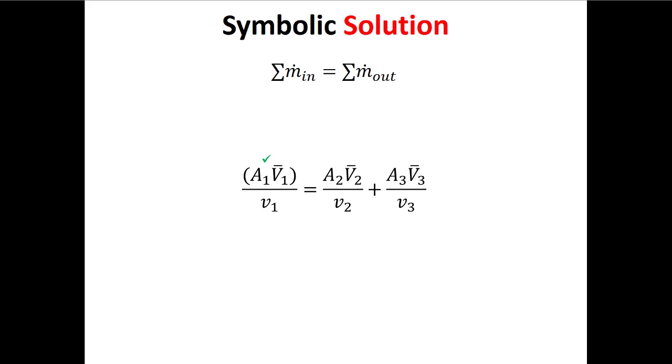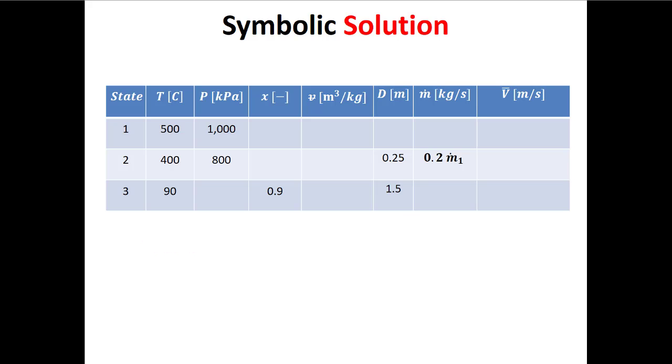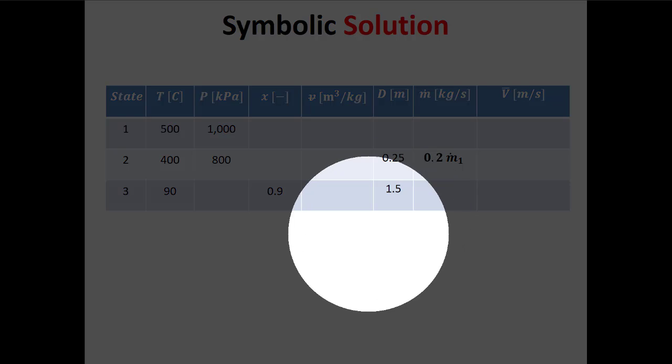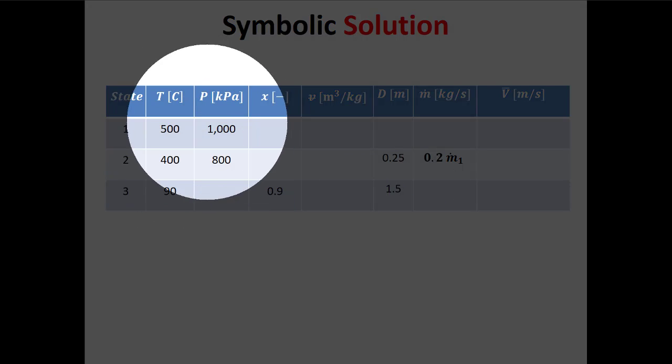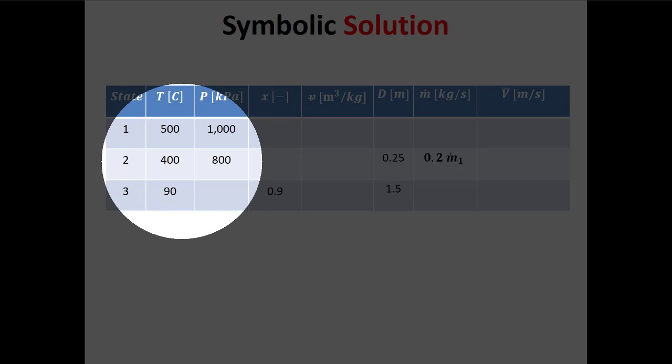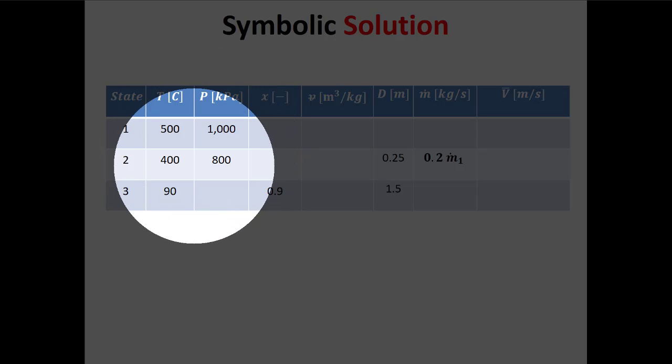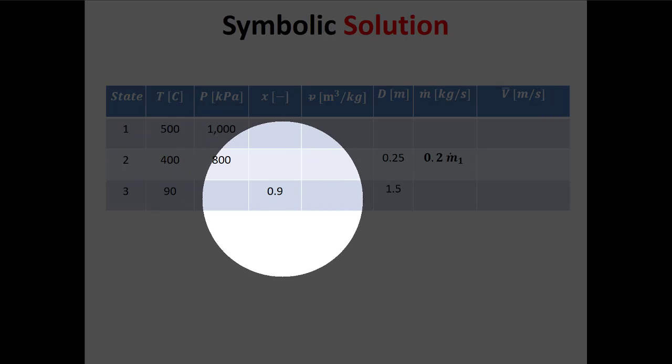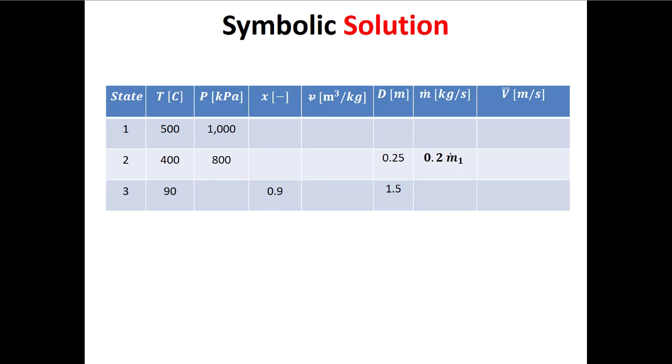So now I know A1, V1. This is the same slide that we just saw. I don't know why it's repeating. I don't know these things, but there's a way for me to find them. So now I'm going to draw a state table. My state table is going to look like this. It tells me the information that I know. Here I'm told the temperature and the pressure at state 1. I'm told the temperature and the pressure at state 2. And I'm told the temperature and the quality at state 3.